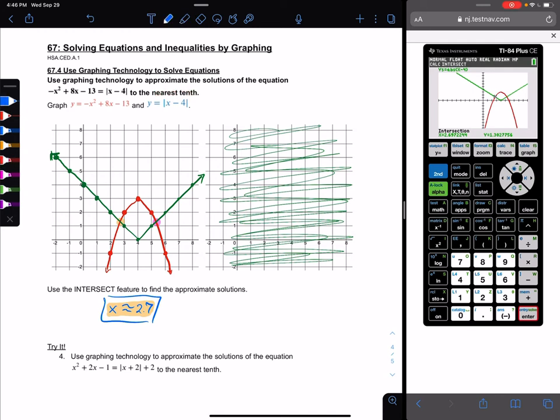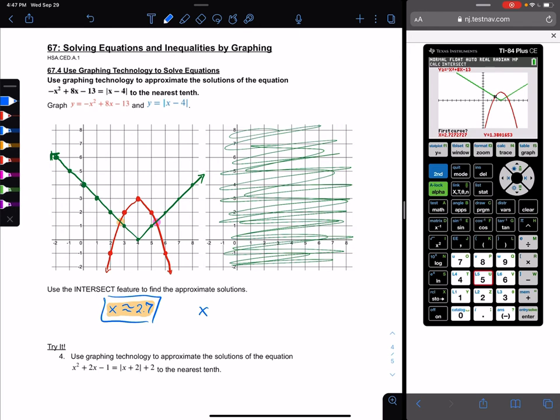Now, what we need to note though is we do have two solutions, right? So we got to figure out the other solution. Using the calculator, you're going to do the same thing, but this time, you're just going to put the guess key a little bit closer to the other intersection point. So I'm still going to hit second, trace, which will bring me to the calculate. I'll then go option number 5 where I intersect.